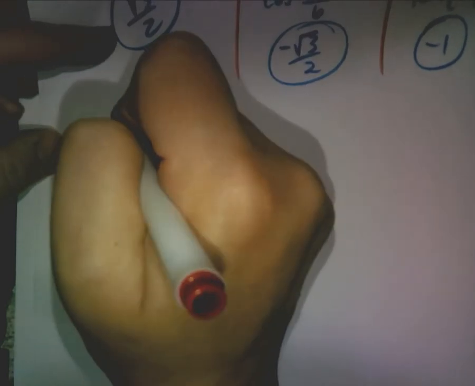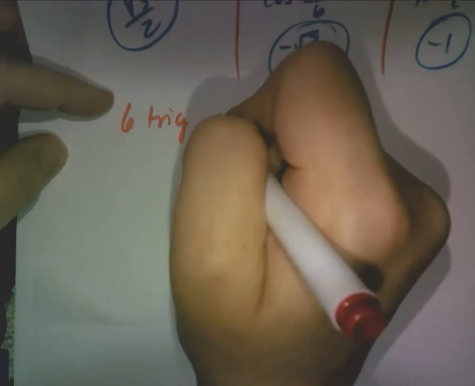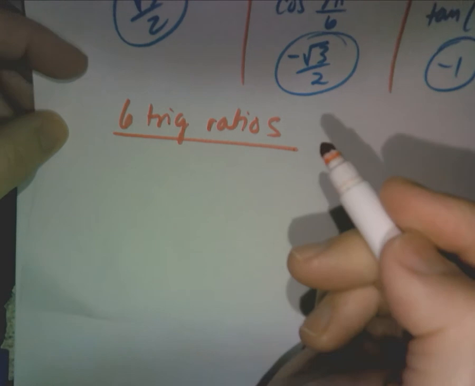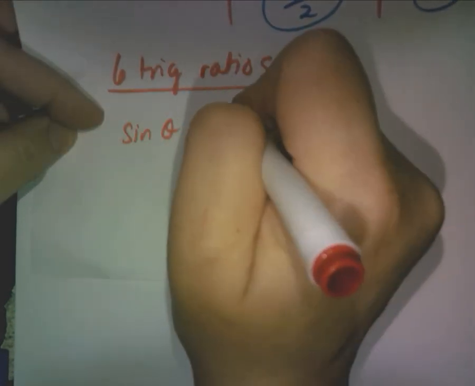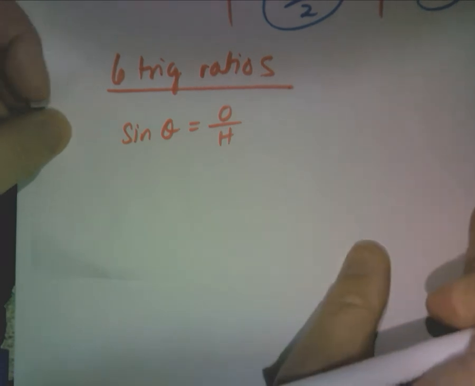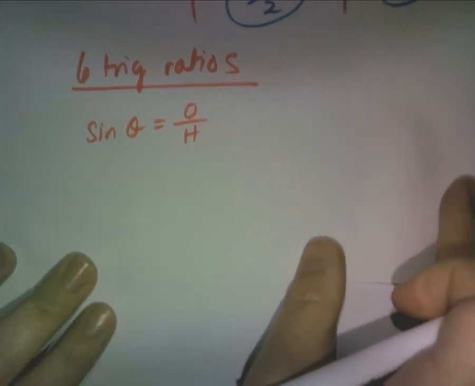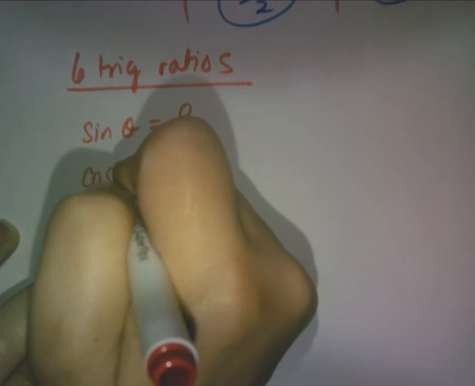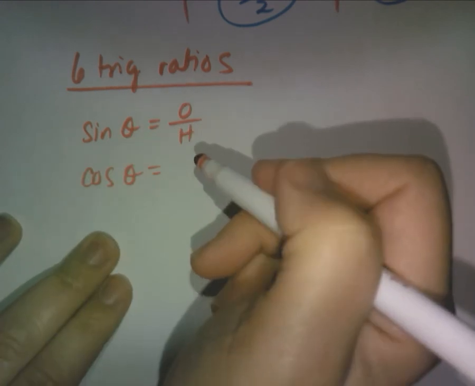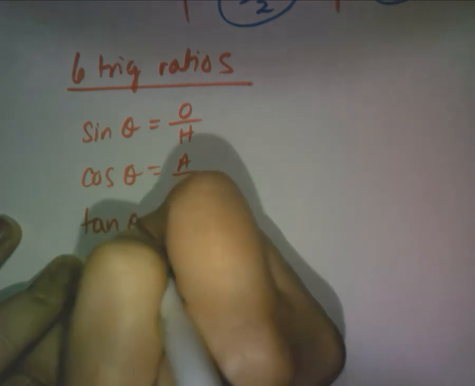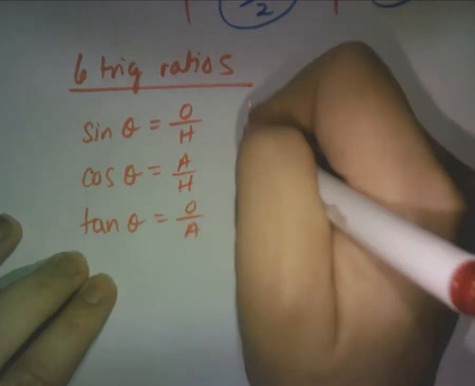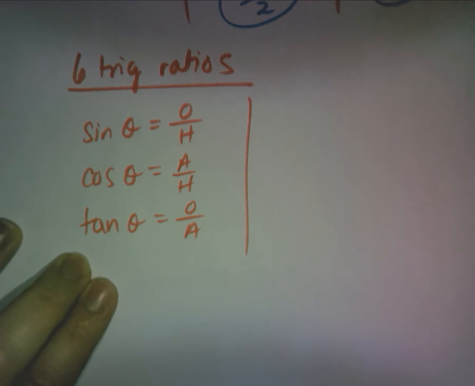Do you remember your 6 trig ratios, because you are going to have to do these? Sine of theta is your O over H. What do I mean by that? Opposite over hypotenuse. Okay, what was cosine? CAH. Adjacent over hypotenuse. TOA. Opposite over adjacent. Okay, those are your basic trig ratios that you should remember from 9th grade.